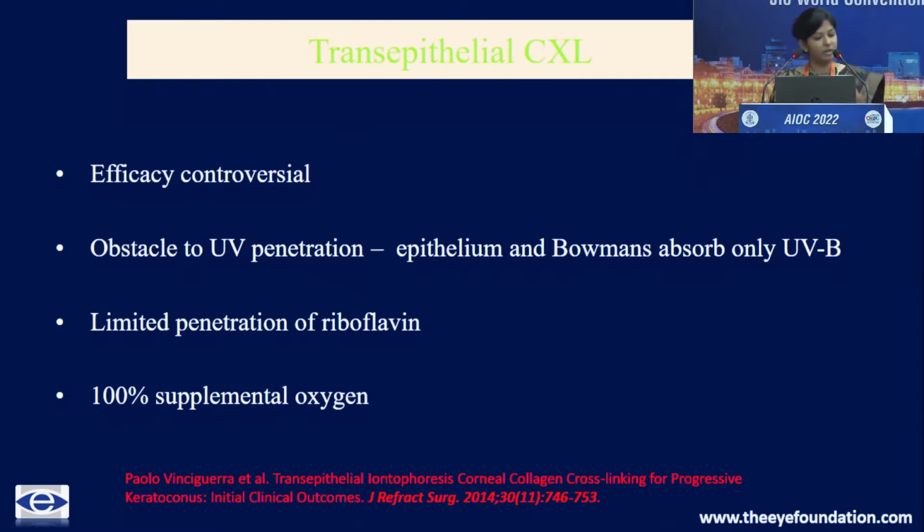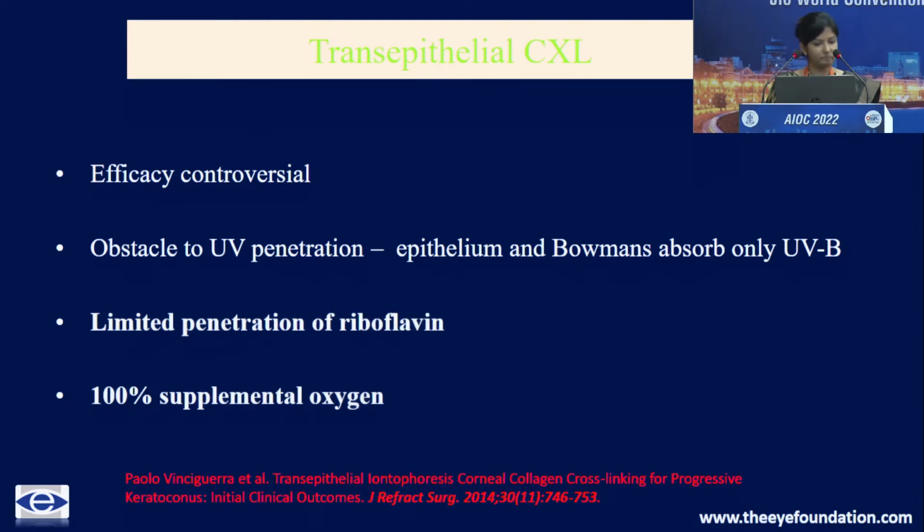So why? One, because the epithelium is going to absorb only the UVB radiation, and the penetration of riboflavin is again doubtful because of the presence of the epithelium, and the oxygen availability is also going to be lesser. So to overcome that, one option is to use 100% supplemental oxygen while doing the procedure.